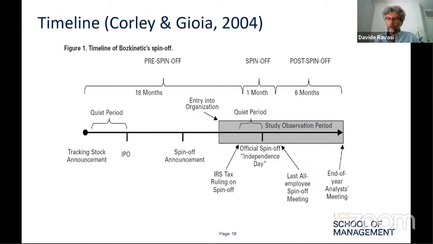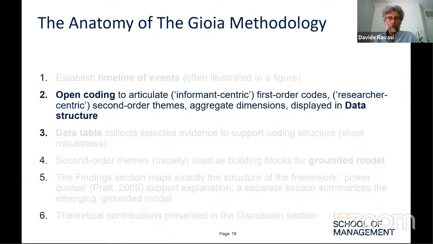The next step is, as we mentioned, open coding, meaning that it's not driven by some more general theoretical understandings, but trying to let an understanding, an interpretation of what happened emerge from the very interpretation of the people that you interact with, that were immersed in that phenomenon or in that change process. And the idea is to move from first-order codes, informant-centric, to second-order codes or themes, researcher-centric. This is very important. This is a distinction that not many people understand.